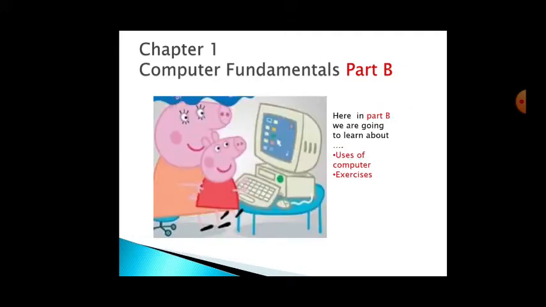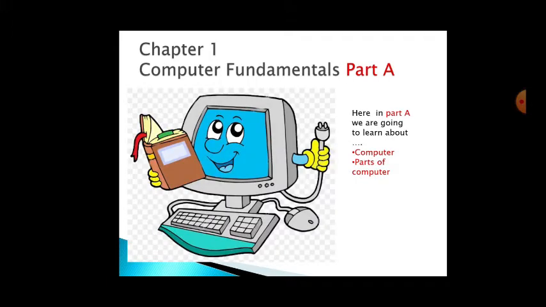Hope you understood. Now let us continue with computer fundamentals, the same chapter, with part B, that is uses of computer and some exercises. So you know what is a computer? A computer is a machine which runs on the electricity. It works very fast. The parts of the computer are monitor, CPU, keyboard and mouse. So hope you have seen the videos. There are some other parts of the computer also.